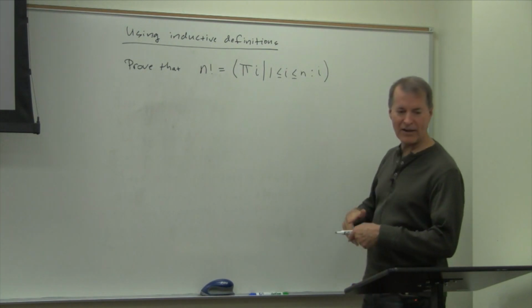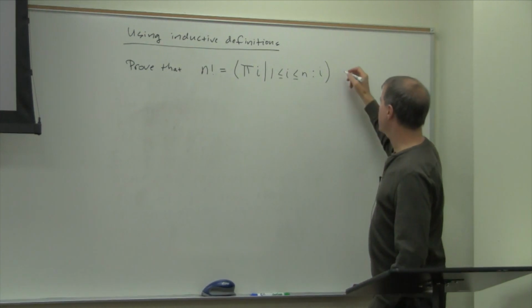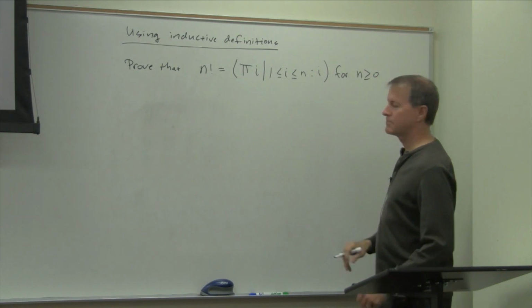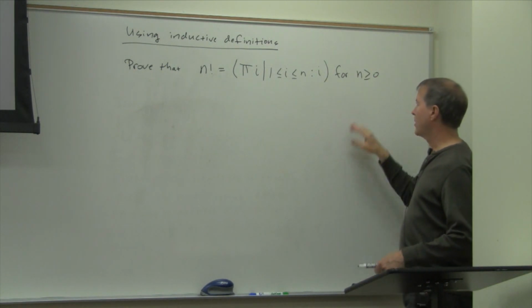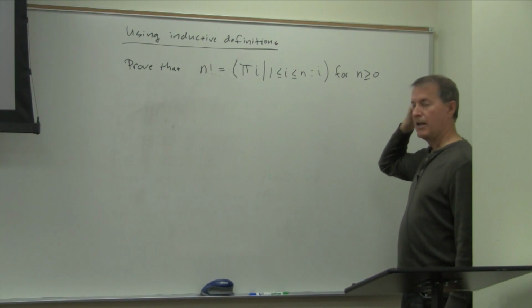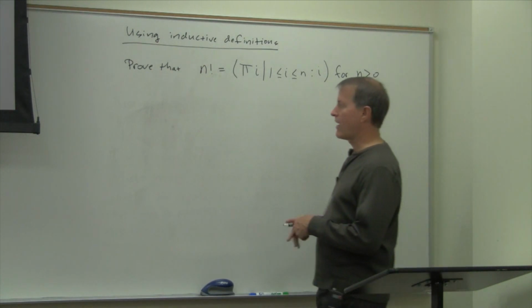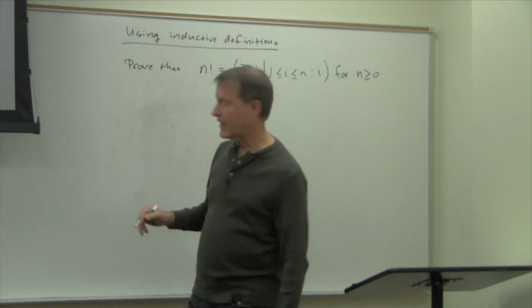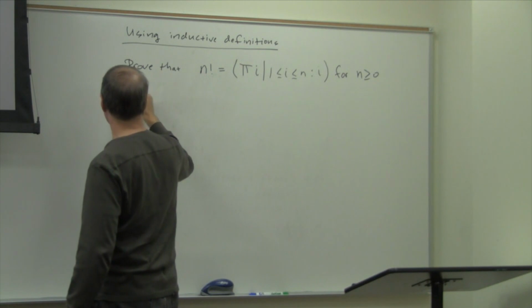Well, okay, hold on. For n greater than or equal to 0. This says that our base case is going to be 0. Okay, so now here's how this works. First we do the base case.